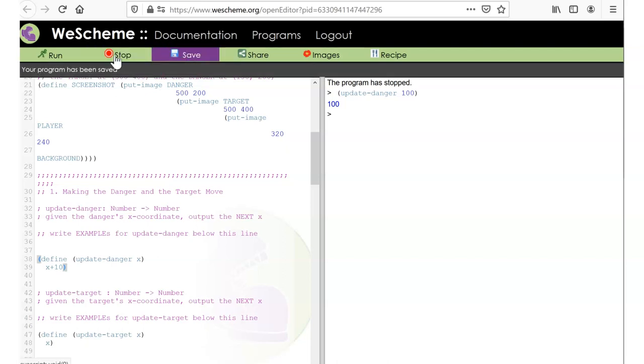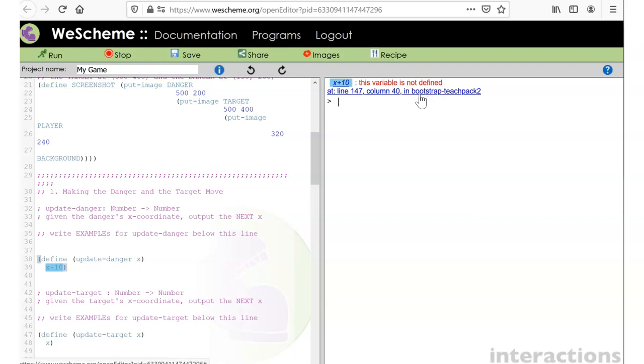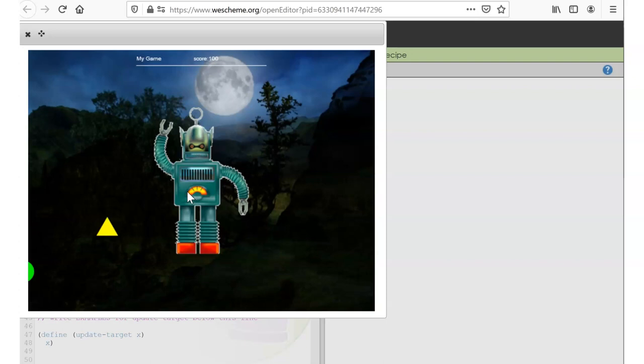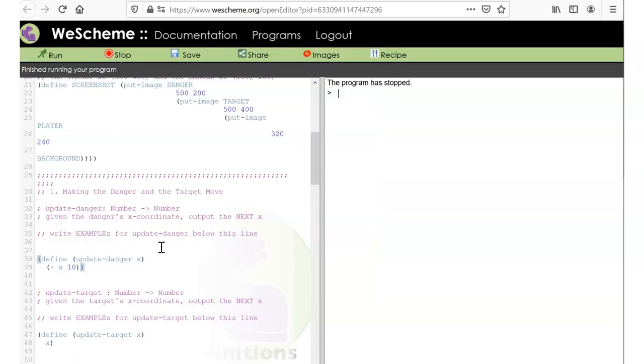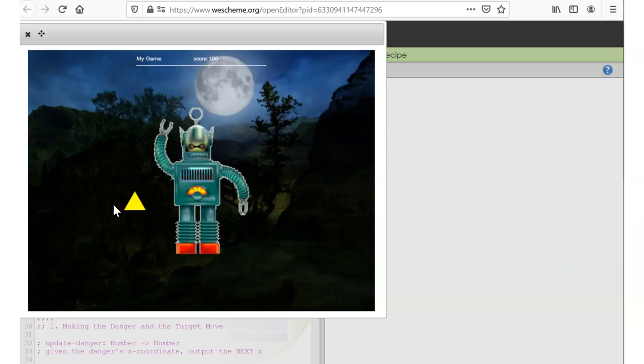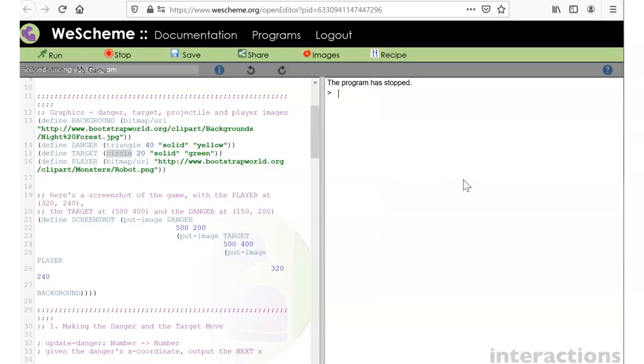All right, so if I save that, run it. Variable is not defined. Line 40. Oh, sorry. I did that completely wrong. How do we plus 10? We say plus x 10. And I still need another paren. That's better. Save. Run. Okay. That's interesting. So let's make sure my danger was the triangle and target is the circle. That's interesting. Let's run that again. Now that time I don't see the circle, which in fact I didn't, the circle should be zero, right? So that made him move to the right.